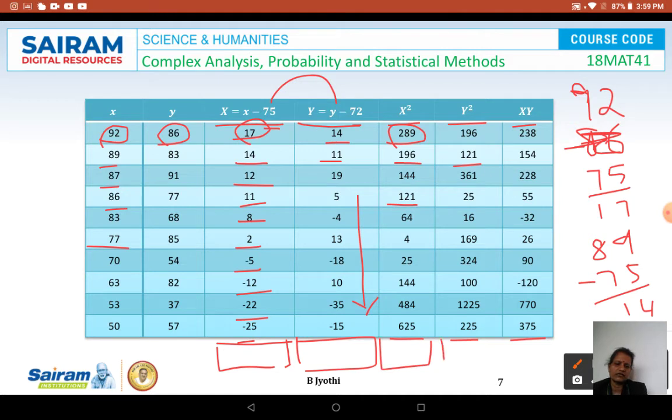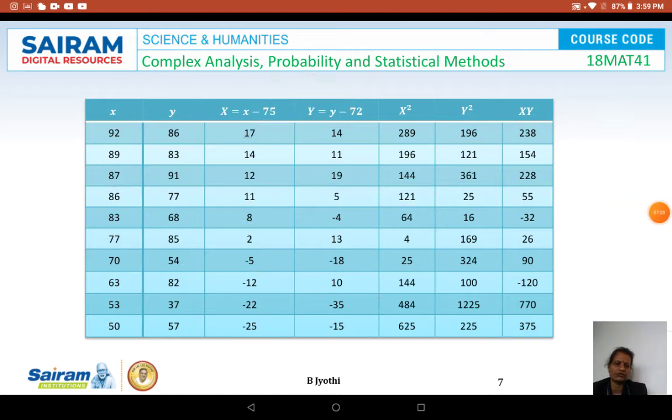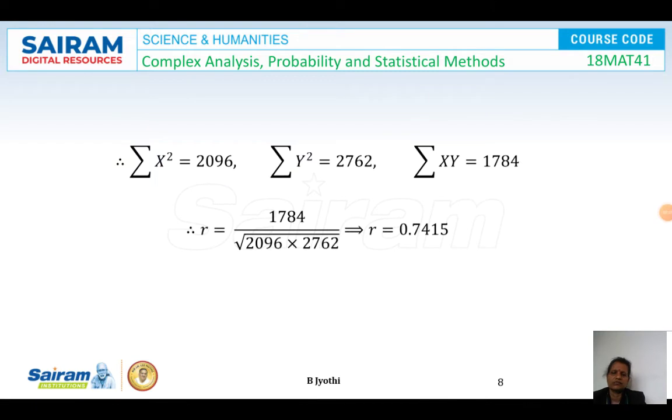That is x square, y square, xy, capital Y, and capital X. That I am writing in the next slide. Please look into it. Summation x square is this, summation y square, and even x and y are also not required. Summation x square, summation y square, and summation xy.